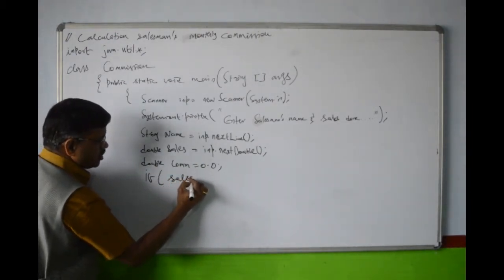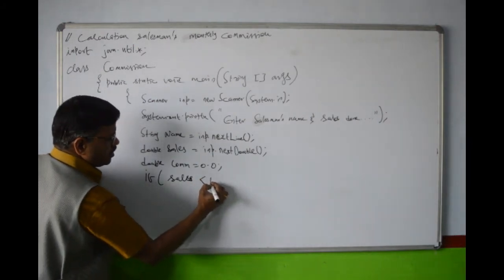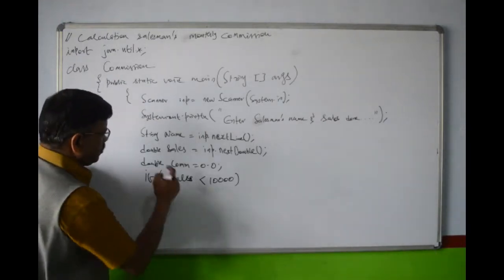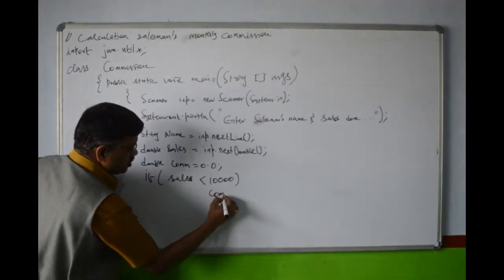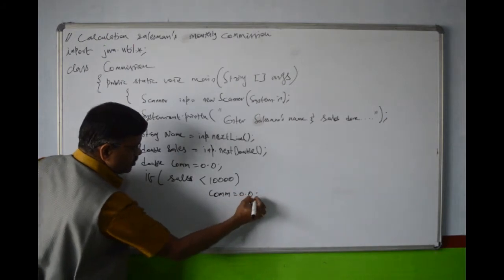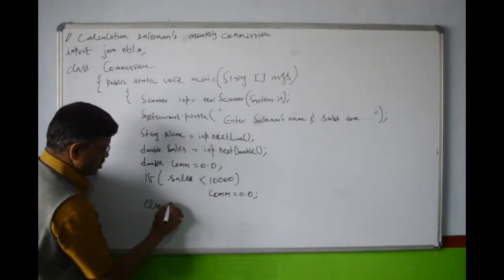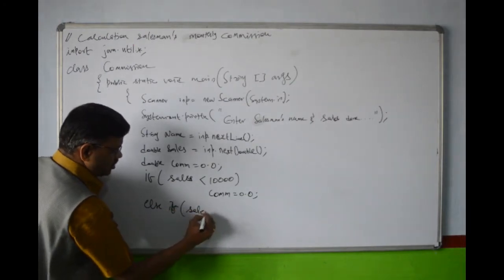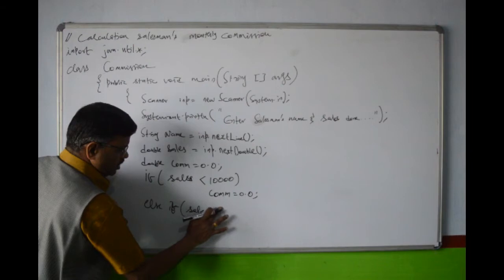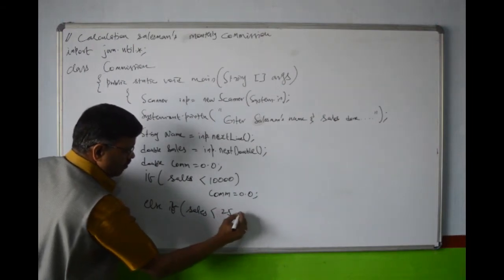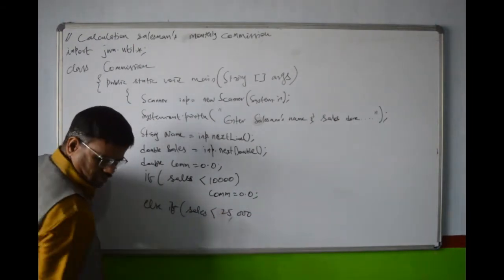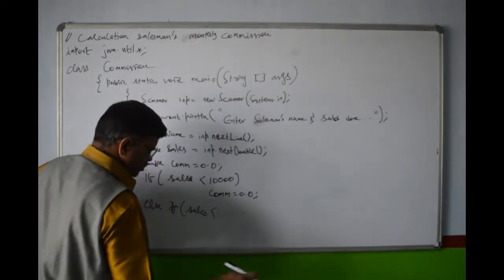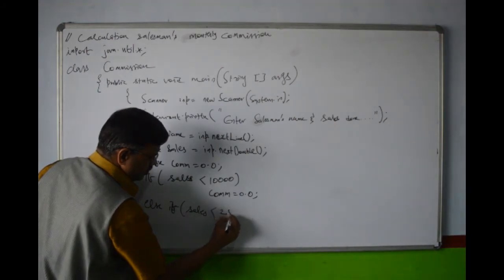If sales is less than 10,000. Boys and girls, here punctuation is not allowed. What is the commission value name? Commission is equal to 0.0. Else if sales is less than or equal to 25,000. This comma should not be there. Semicolon and comma are not allowed, no punctuation is allowed.